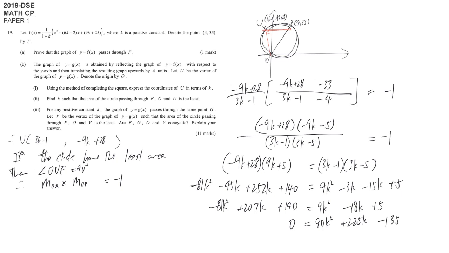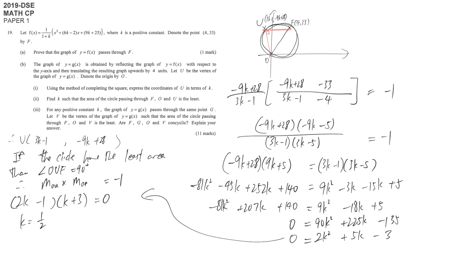All terms are divisible by 45, so this is 2k squared, and then plus 5k minus 3. Factorize our quadratic expression. So we have 2k and then times positive 3k times -1. So k is equal to 1 over 2 or k equal to -3. You should double check, is there any one of the solution we should reject. They say that k is positive, so k can't be -3, that's why we reject it. Then that's why k is equal to 1 over 2 to fulfill this requirement.